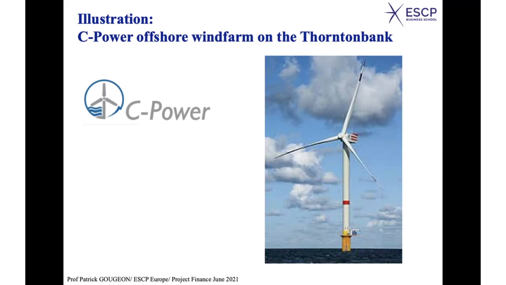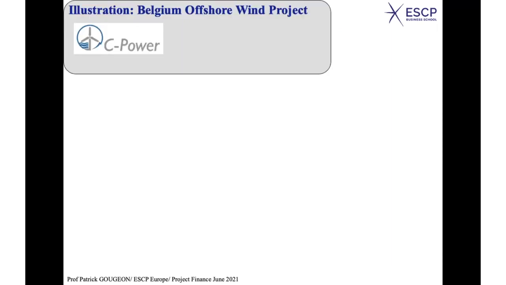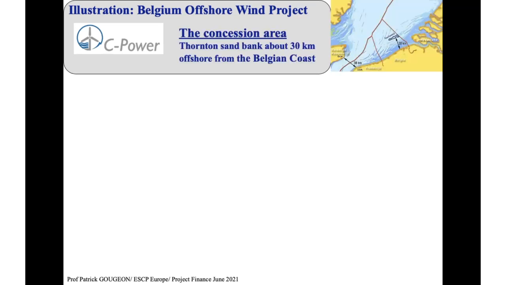Very briefly, and we will come to this project later on with some details when we talk about financing. For instance, I'll come back to this project looking at the type of finance which has been used for it. But let me give you a brief explanation. It's very similar to the wind farm project in Vietnam, but it's located in Belgium. You see, we have the concession area here in a place which we call Thornton Sandbank, about 30 kilometers offshore of the Belgian coast.